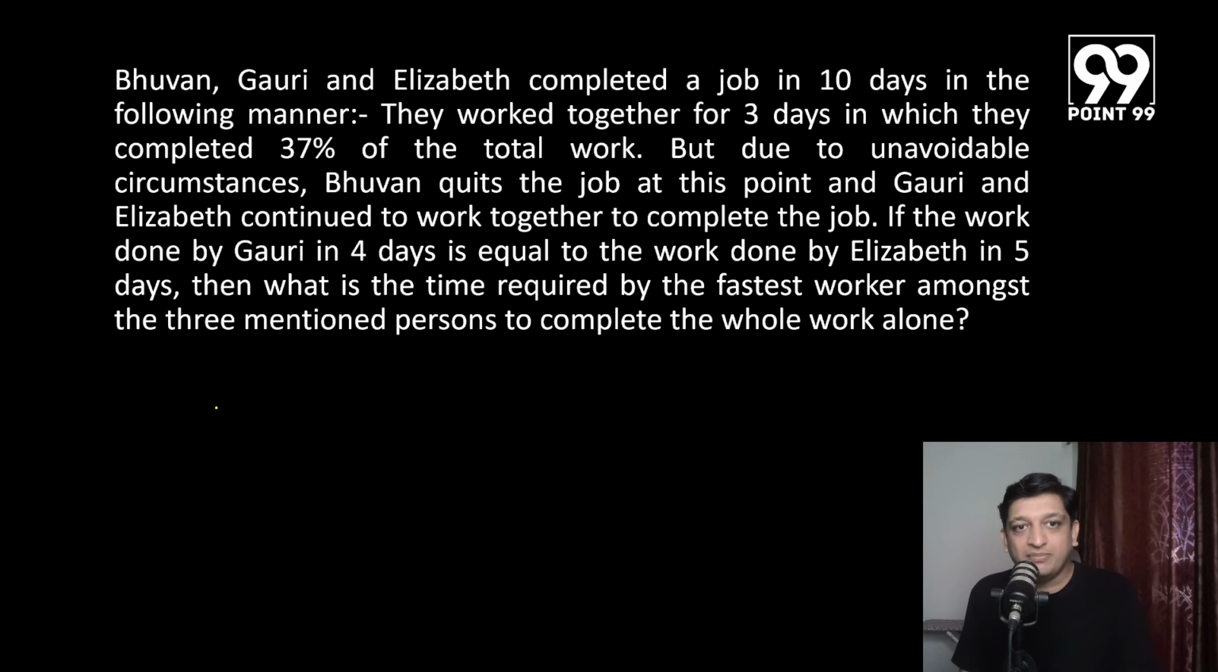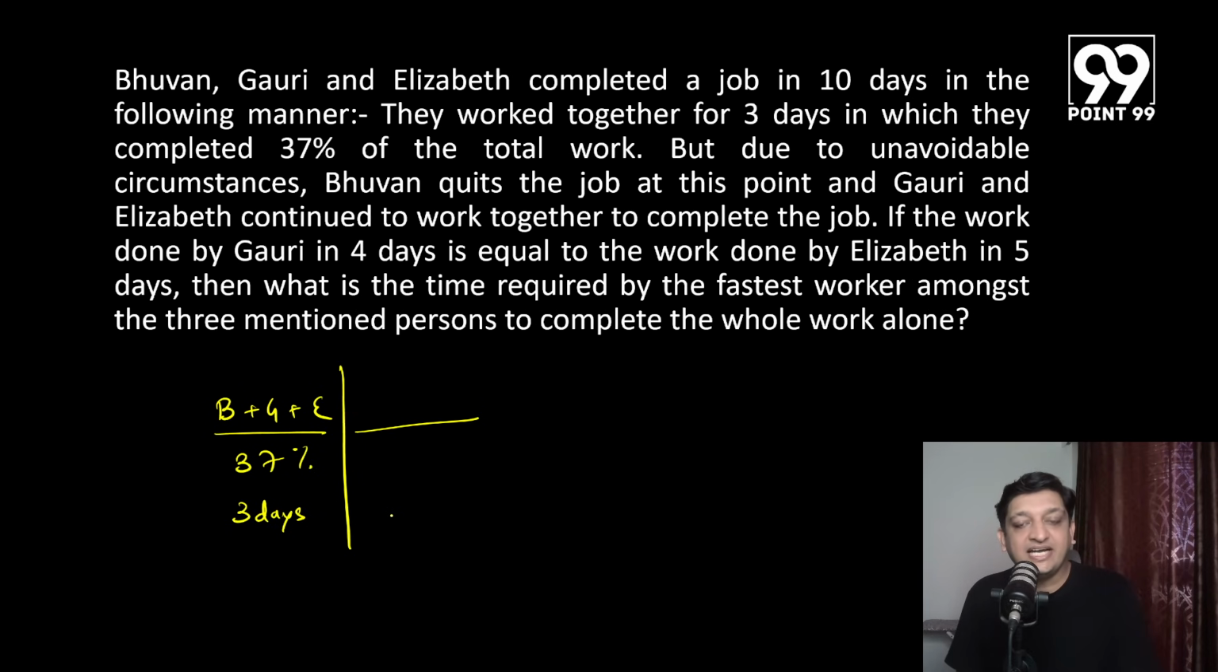So they finished the job in 10 days. So what happened in the first 3 days? Bhuvan, Gauri and Elizabeth worked together and completed 37% of the work, and this happened in 3 days. But effectively they have completed the work in 10 days, which means that Gauri and Elizabeth after Bhuvan's departure would have worked for 7 days together and would have finished 63% of the work. So can we say that Gauri plus Elizabeth will do 63% in 7 days, which basically means they will do 9% per day. That is what we know.